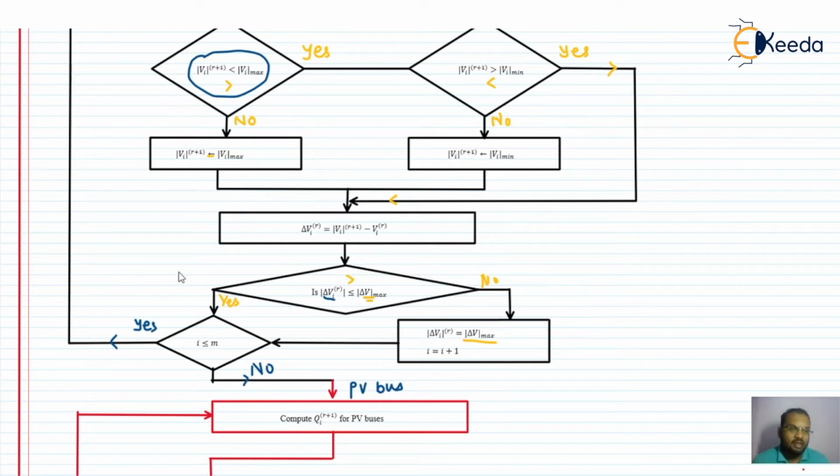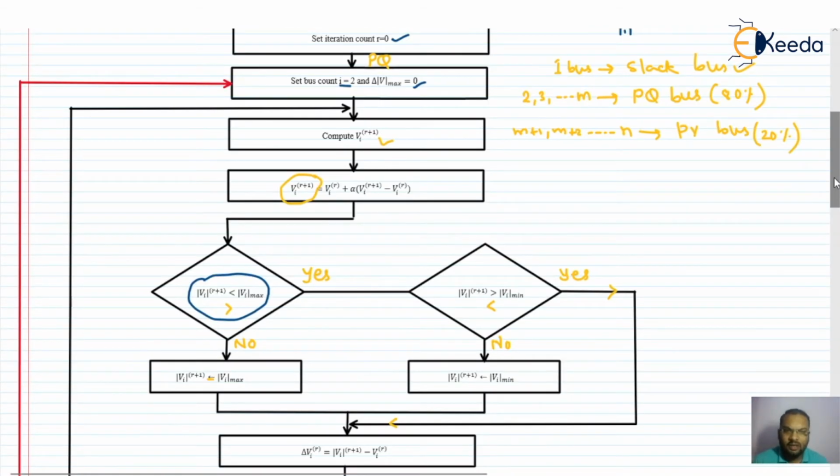Okay, when it is yes, then what happens? Let's see. It will take you to this point, because you have to repeat the same thing for the next iteration. Again you will go and do all these things for the next iteration. So this way you will repeat your iterations.